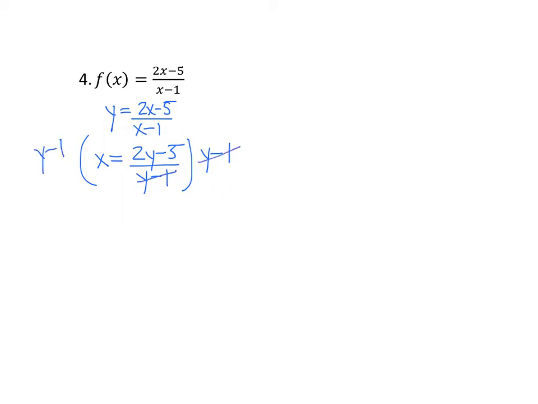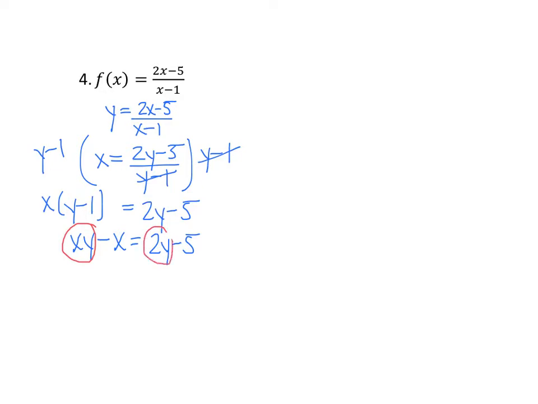So the y minus 1's cancel, and you get 2y minus 5. Over here I'm going to get x parentheses y minus 1. Just like we did with the last problem, we want to go ahead and distribute that x. Now notice, we have two terms that have a y in it. We have this term that has a y in it, and then this also has a y in it. So we need to get both of those on the same side. So let's go ahead and get both of those on the left side.